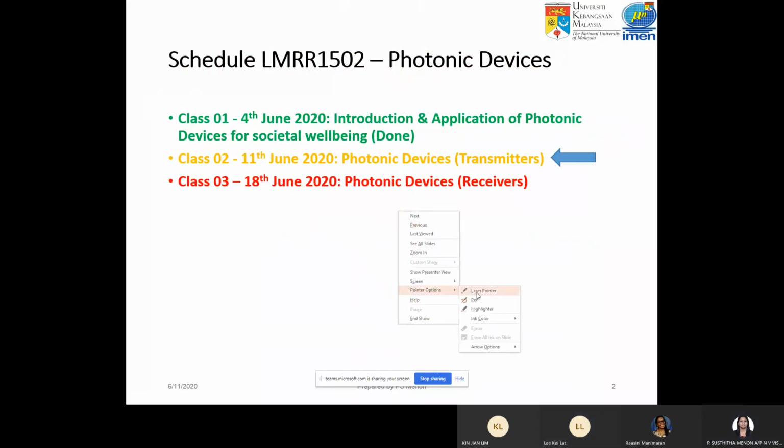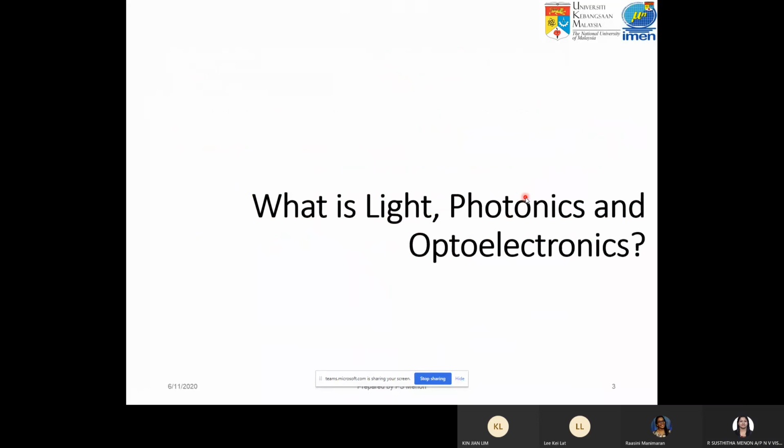So last week was our introduction and application of photonic devices. This week we will talk about transmitters, and next week I will cover receivers. Okay. So this is more like a refresher: the difference between light, photonics, and also optoelectronics.